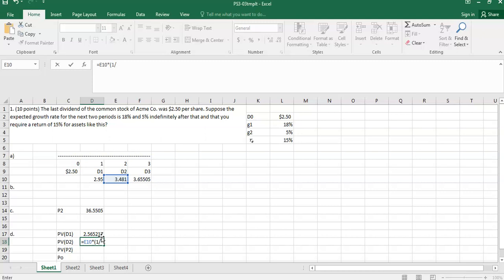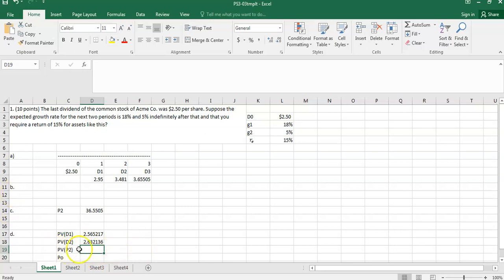We're going to multiply this by the discount factor of 1 plus the required rate of return, where now I'm going to raise that to the power of 2, because I'm looking at the present value of a cash flow that's 2 periods in the future. So I've got to scoot this cash flow back 2 periods. There I'm able to find the present value of those cash flows.